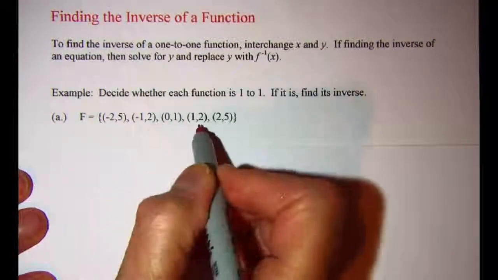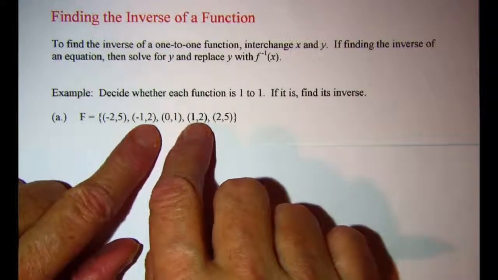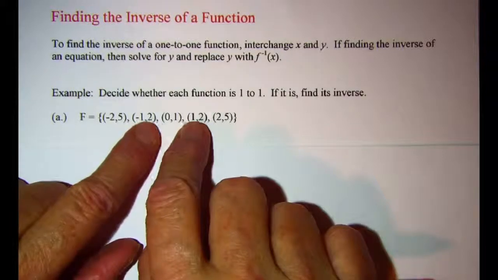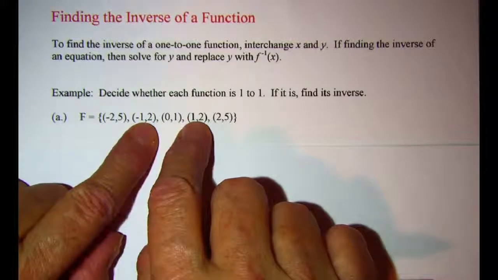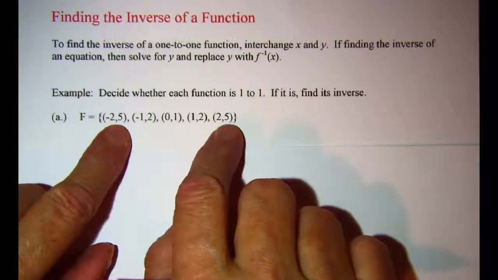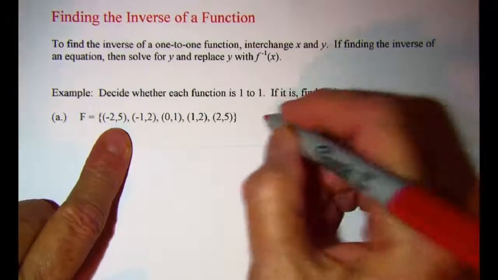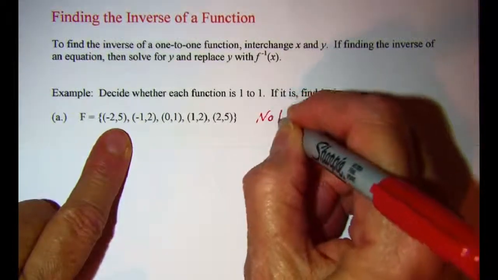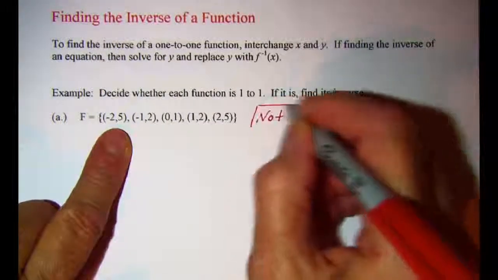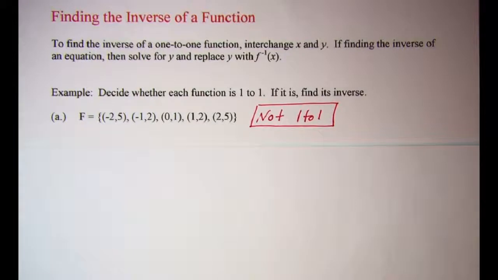Alright, I'm seeing a couple of places. When y is 2, I have two values for x that go with it. And when y is 5, I also have two values of x. So this one is not one-to-one, so we cannot find an inverse. You've got to have a one-to-one function in order for it to have an inverse.